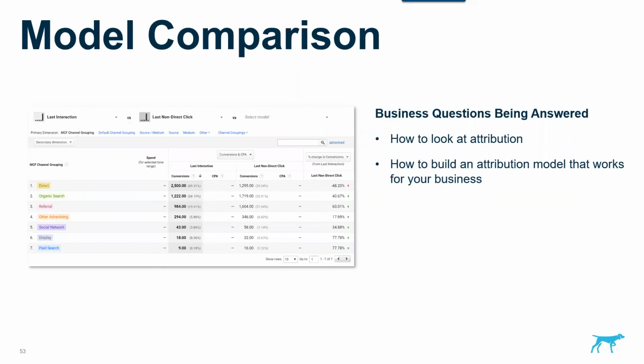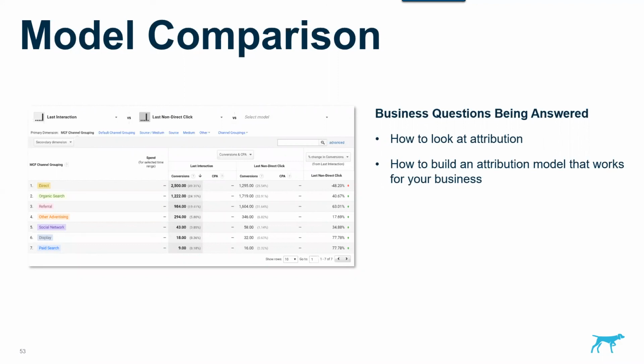So this is what the model comparison tool looks like. Underneath multi-channel funnels, there is a section called model comparison. Definitely recommend everyone looking at it. In this example, we are looking at last interaction, which is the standard model, versus last non-direct click model. Last non-direct click model excludes any conversion attributed to direct if direct was the closing channel, if that makes sense.